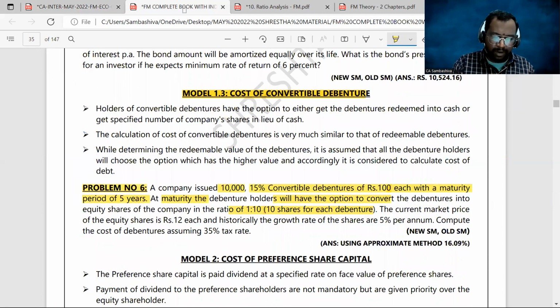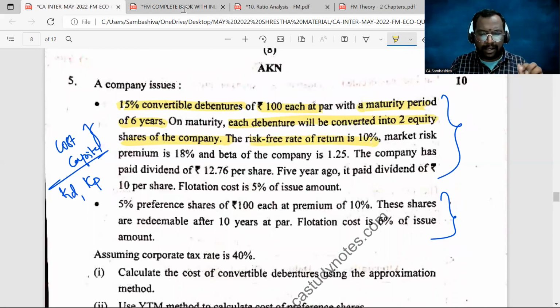See, in our problem now, I have given you the current market price of the equity share directly. But in this May 2022 exam paper now, in order to find out that market price, you are provided with the information of risk premium, beta factor, dividend, everything. Clear. Next. After that, preference shares.